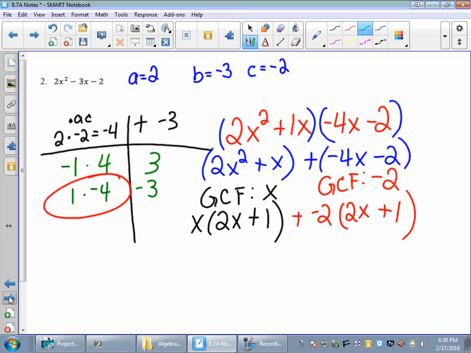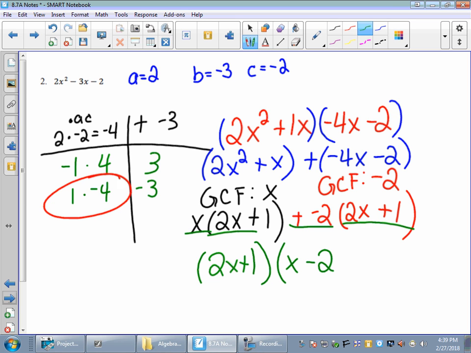And very last step, my parentheses are the same. I can write them down. 2x plus 1. And what am I left with? I have an x for my first part and a plus negative 2, or I'm going to write minus 2 for my second part. We went ahead and factored.